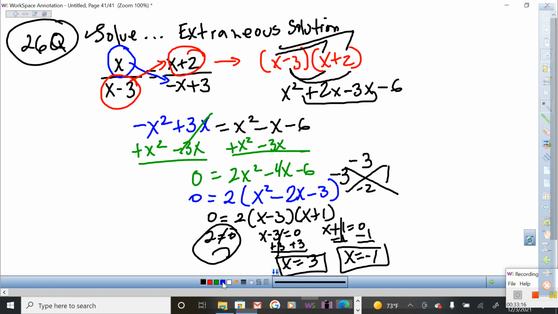But then they want us to do what? Check for what? Extraneous. What does that mean? Whenever you see that word, I want you to write excluded values. So, tell your neighbor what to write to get started with excluded values, please.